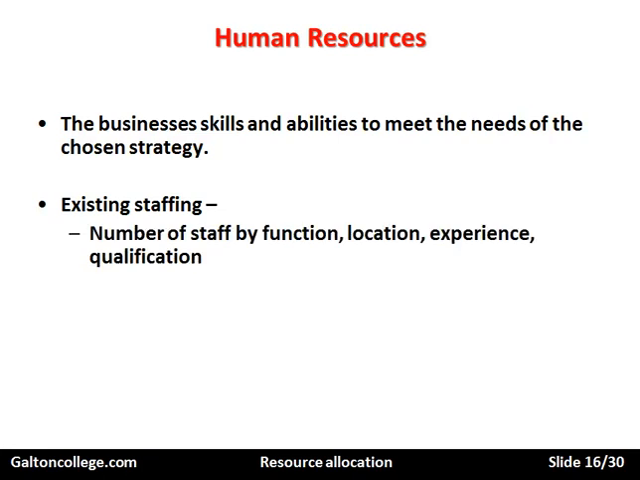Existing staffing, well, the number of staff by function, location, experience and qualification. It's important that the business has a clear audit of the type of personnel that it's got and their skills and abilities and where they are and what they're currently doing and what they could contribute to, and moving the staff around in a way to find a configuration that will optimize the business, optimize the opportunities for the business, will reduce costs, will increase sales, will improve the business.